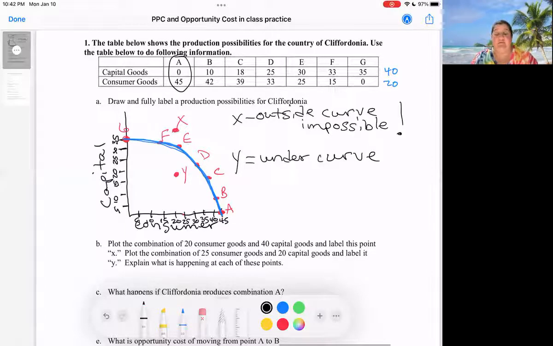Maybe we have a lot of unemployment and there's people that could have jobs, that could be working, that could be producing things, but they're just not because they're unemployed. Maybe we have a giant warehouse full of computer pieces that someone wants to be a hoarder and they're not utilizing. But basically, any point that is under the curve is a point that we are going to call inefficiency.